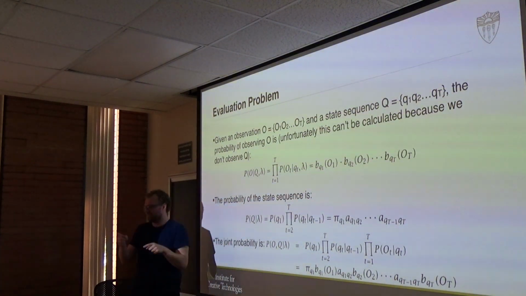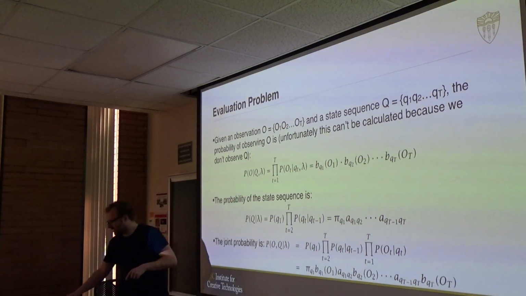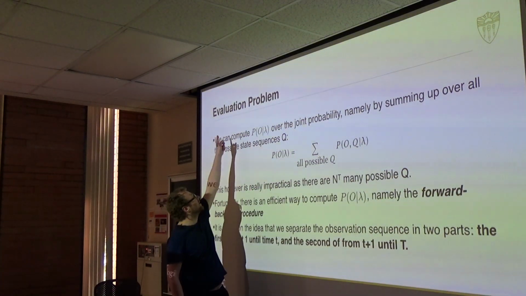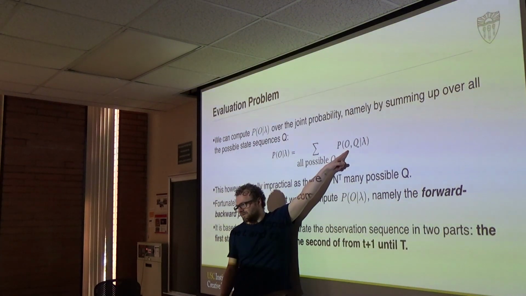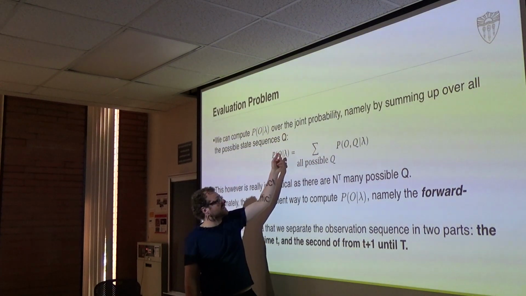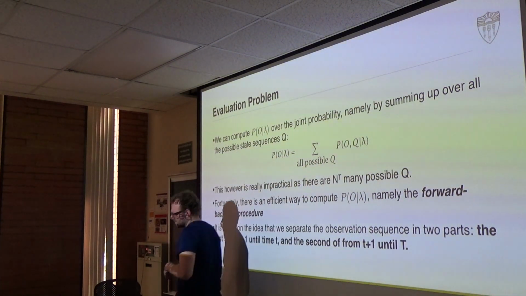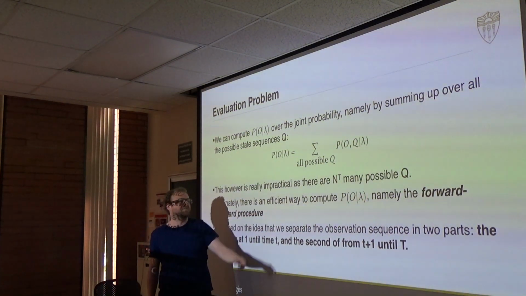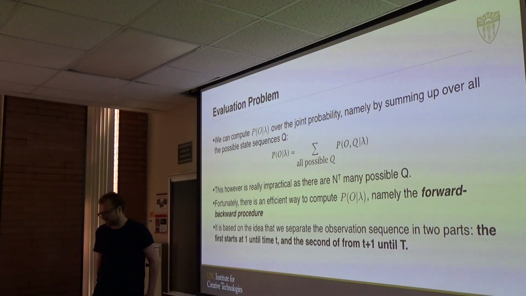We now have to compute the marginal over all possible Q's. Okay, so that basically is this. This is the evaluation problem that we have, and now we can compute this, right? But to be able to compute this, we need to marginalize over Q, and that is crazy. It's really impractical, and it's O of N to the power of T. So that's a lot.